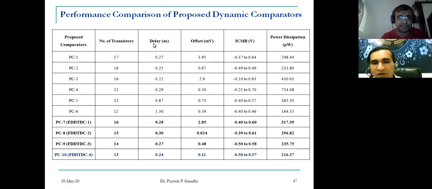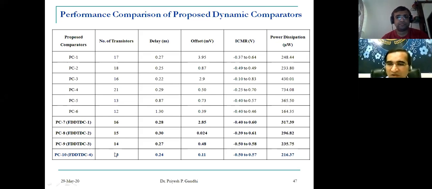So a total of 10 comparators has been proposed. From these 10 comparators, which design is much more superior? How do we find that design, and how do we take it ultimately to the chip? We have given five criteria: the number of transistors used, the delay, the offset voltage, the ICMR, and power dissipation. From this we can find that the last comparator, PC10, has been given the name fully differential double tail dynamic comparator 4.